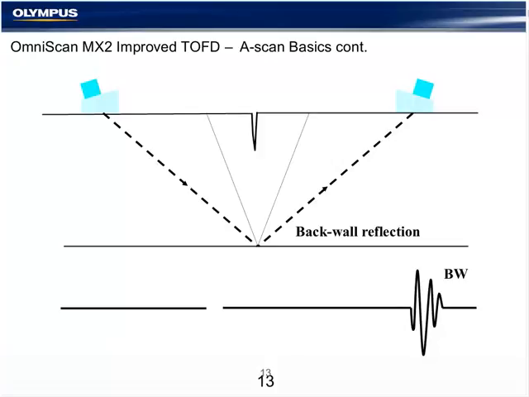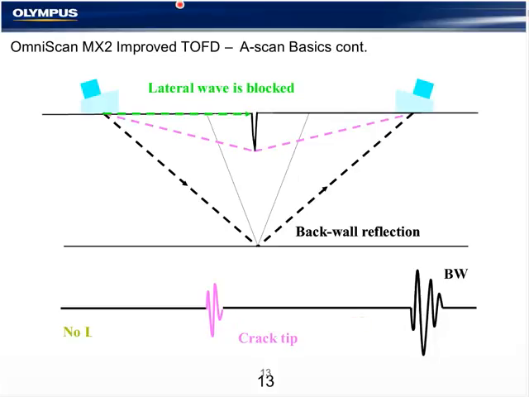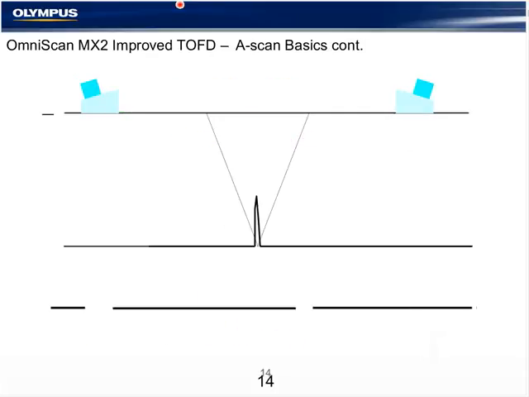When a surface breaking flaw is inspected by the TOFD, the lateral wave is obstructed and not present. So the first signal we'll see is the crack tip here. Anytime we lose the lateral wave signal while maintaining the back wall or some other signals in between, it is an indication of a surface breaking flaw, typically a crack, and it's indicated by no lateral wave.